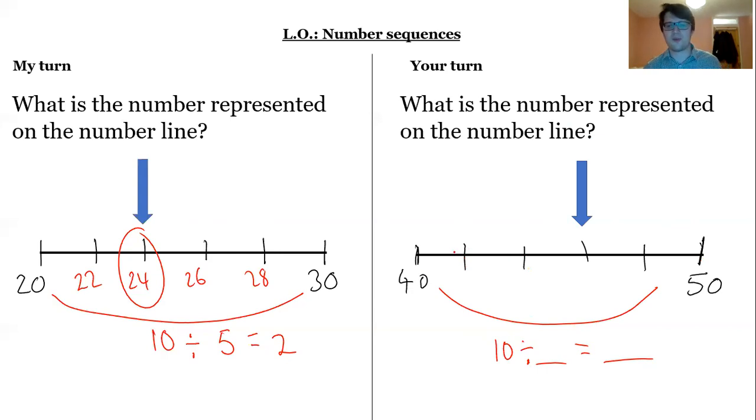Okay, here we go. Well, again, we've got 1, 2, 3, 4, 5 equal parts. 10 divided by 5 is 2, so we're counting in twos. 46, 48, 50. So the arrow is pointing at the number 46.